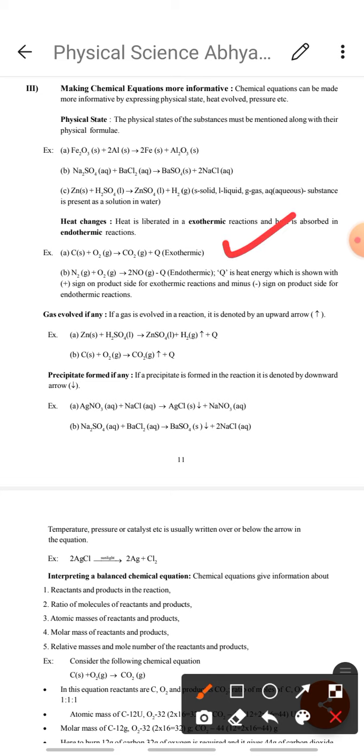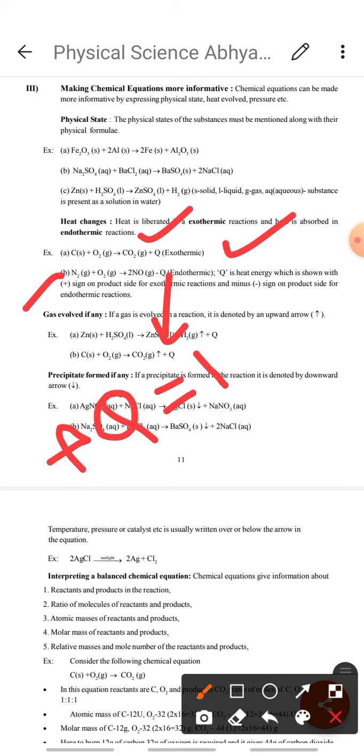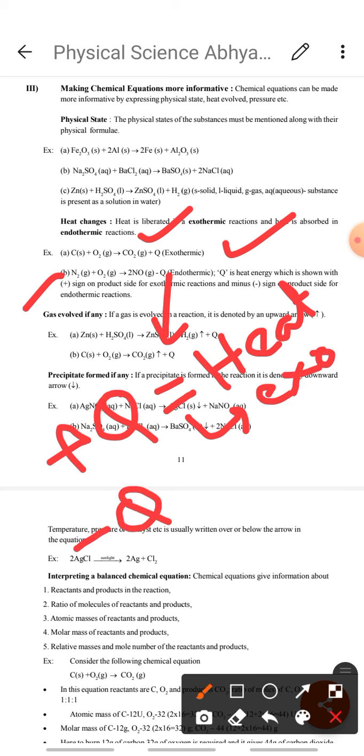carbon plus oxygen gives carbon dioxide. So plus Q on the product side indicates the exothermic. The second reaction, N2 plus O2 gives 2NO minus Q. So the product side is minus Q, which indicates the endothermic. So what is Q here? Q is representing the heat. So product side is plus Q, that is exo. Product side is minus Q, that is endo.